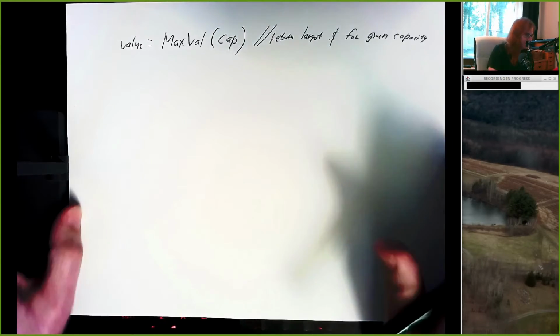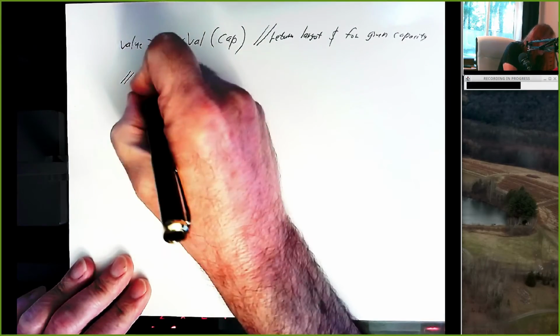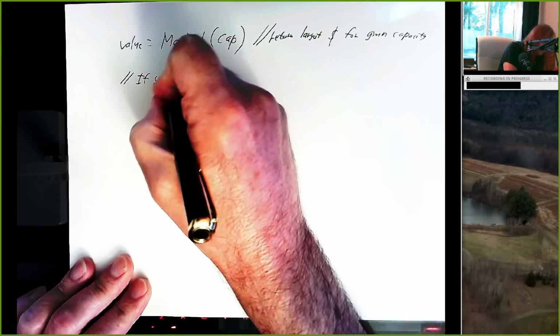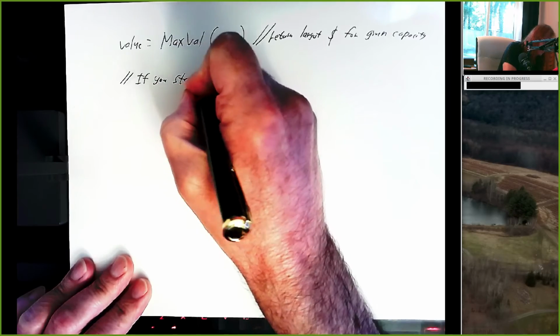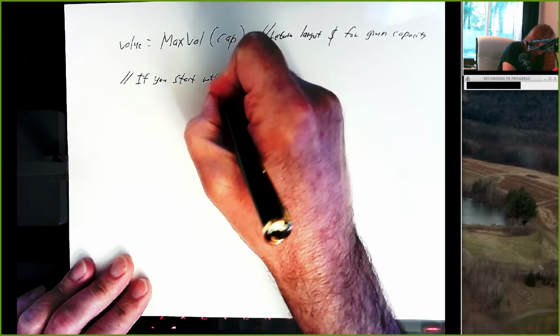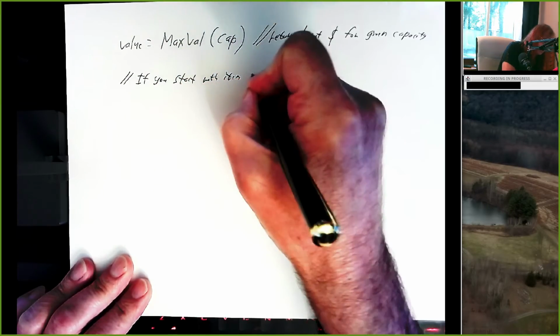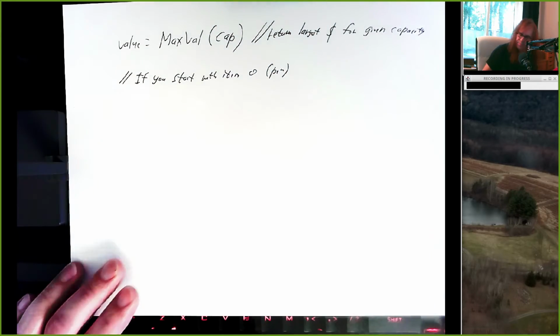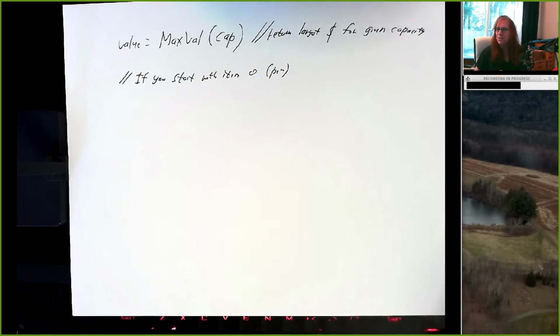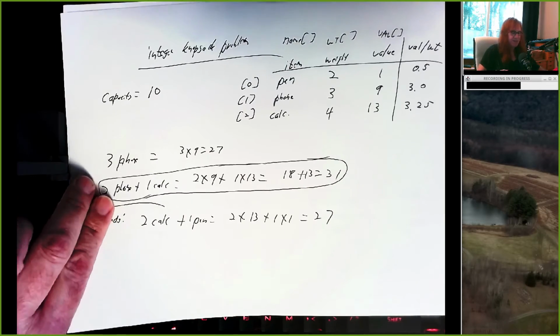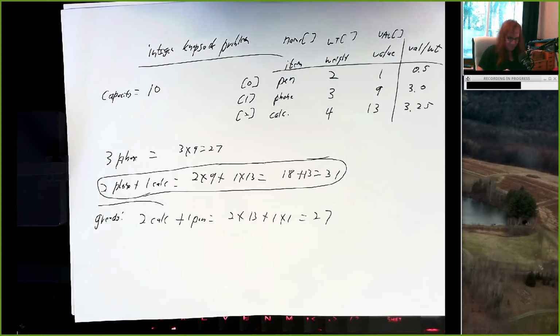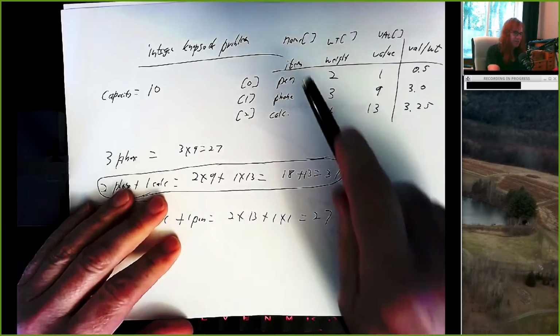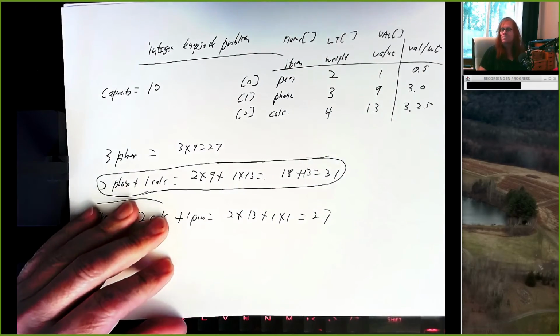All right, so if you start with item 0, which is a pen. So you go into the store, right? You got this bag. You got to put something in the bag first. The first thing you're going to put in your bag is either a pen, a phone, or a calculator, right?